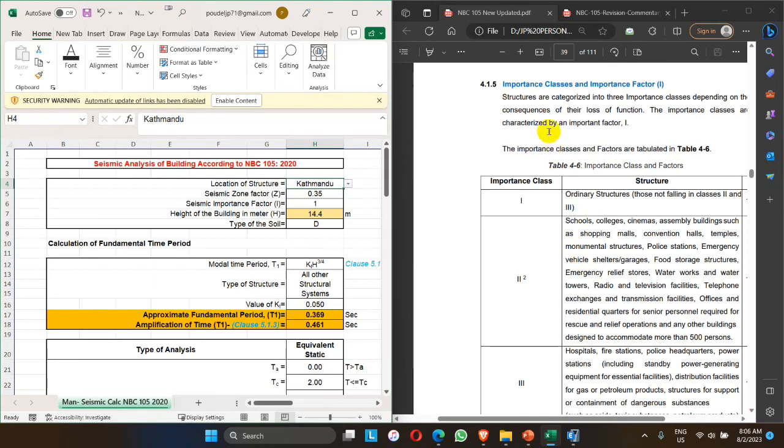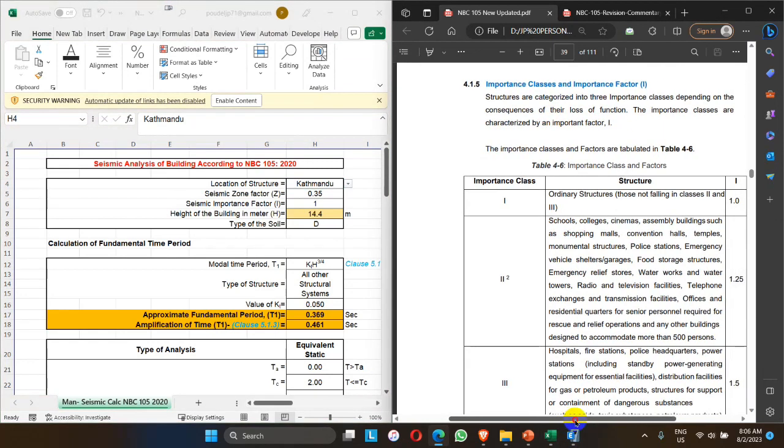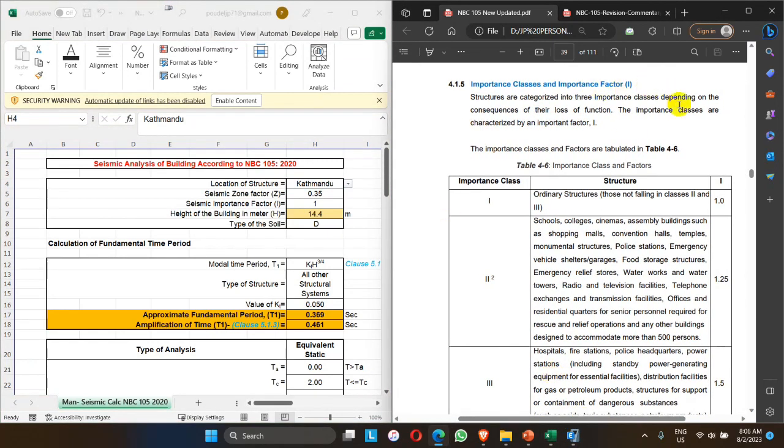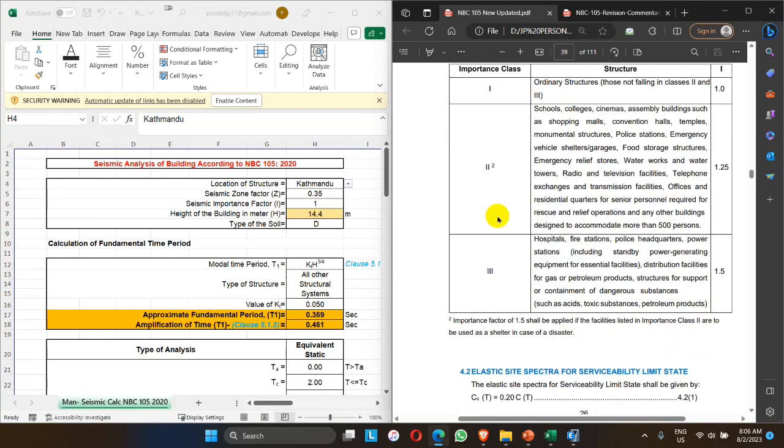Here, the seismic class and importance factor are categorized into three importance classes depending upon the type of the structure, depending upon the consequences of the loss of function. The importance classes are characterized by the importance factor I. There are three categories of importance factor. The first one is I equals 1. The second one is I equals 1.25, and the third option is 1.5.